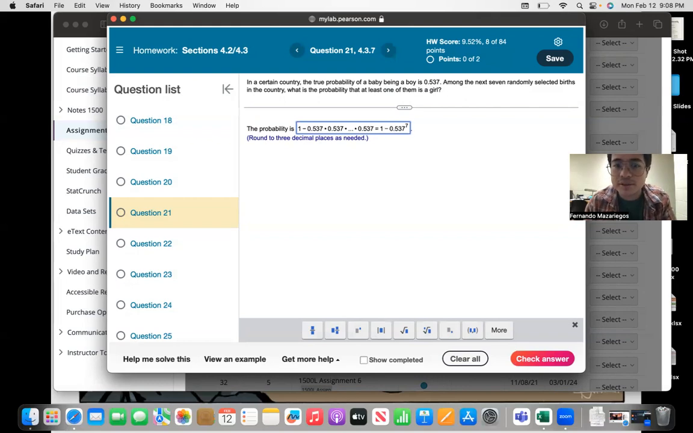Remember, we are subtracting this from 1. So this is the same as 1 minus 0.537 raised to the 7th. Rounded to 3 decimal places, that is 0.989.